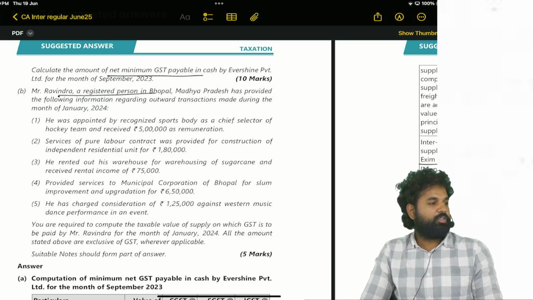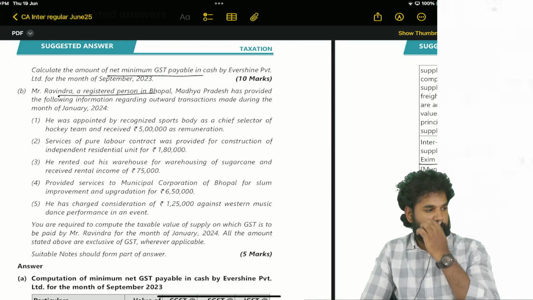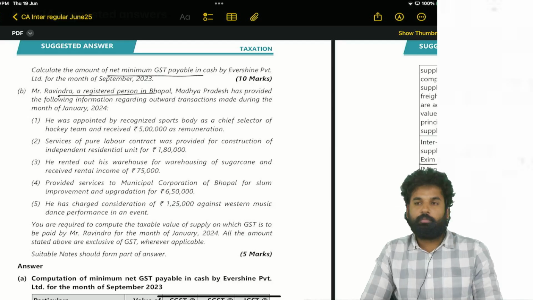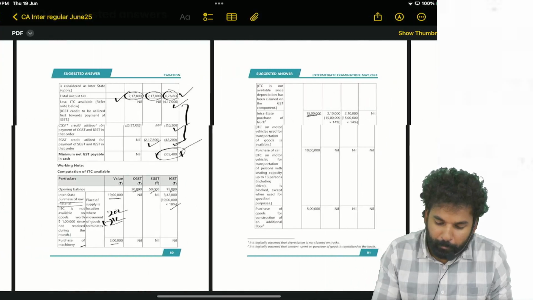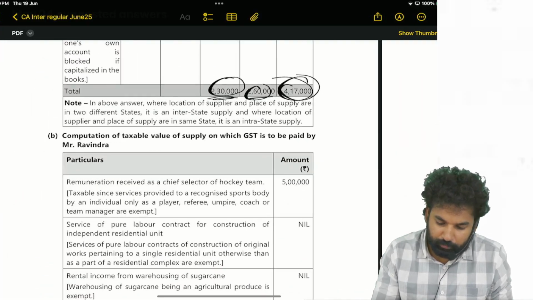Next, rented out his warehouse for warehousing of agriculture produce, sugarcane, exempt, and received rental income of 75. Services to Municipal Corporation of Bhopal for slum improvement and upgradation, exempt. Charged consideration of 1,25,000 for Western music dance, taxable. Right. Next.